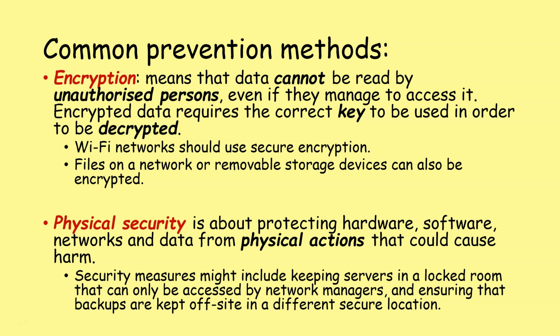And let's not forget about physical security. This is about protecting hardware, software, networks, and data from physical actions that could cause harm. Security measures might include keeping servers in a locked room that can only be accessed by network managers, ensuring that backups are kept off-site in a different secure location. Other forms of physical security might be closed-circuit television cameras, CCTV, it might be locking doors, it might be hiring security guards for buildings. These are all different forms of physical security.